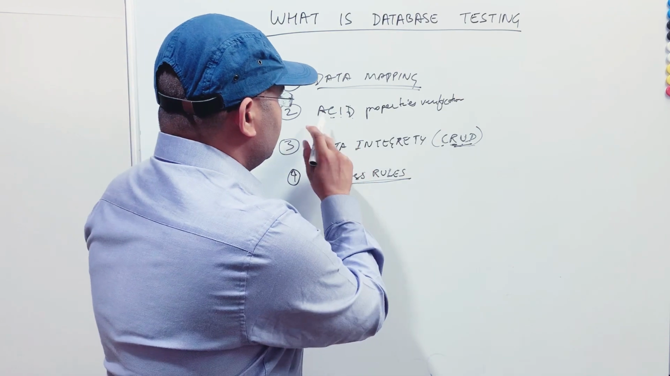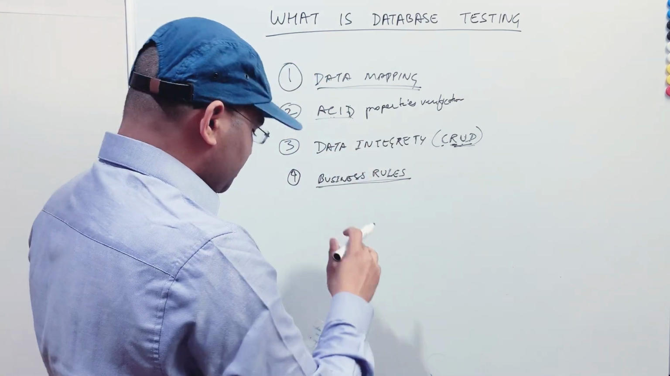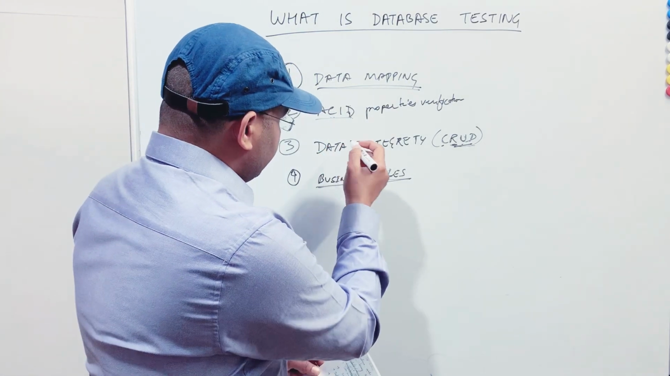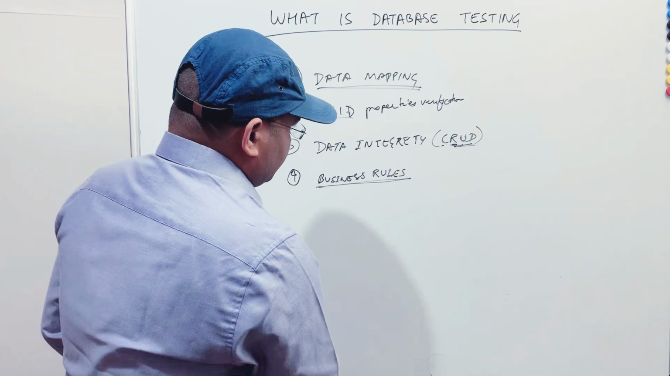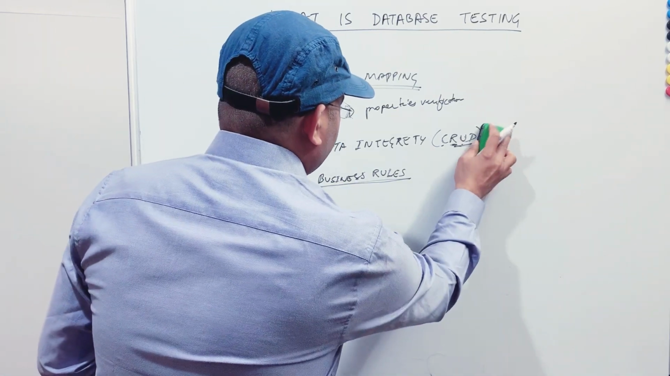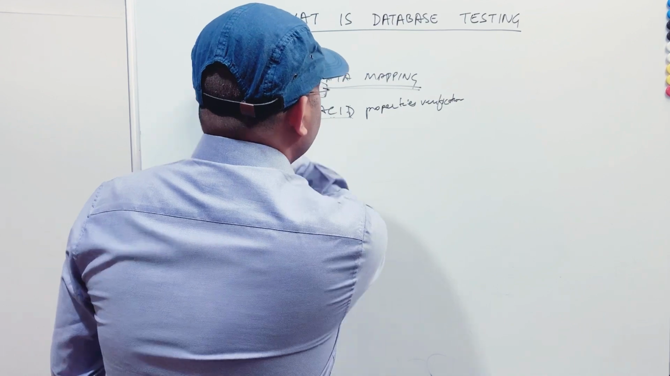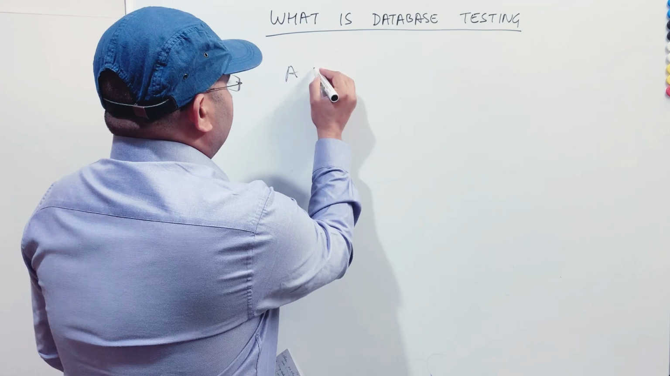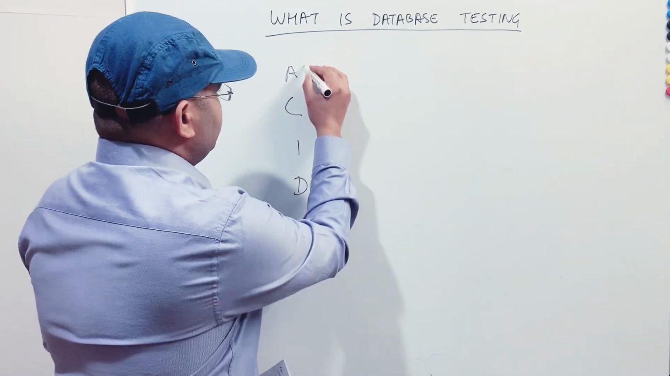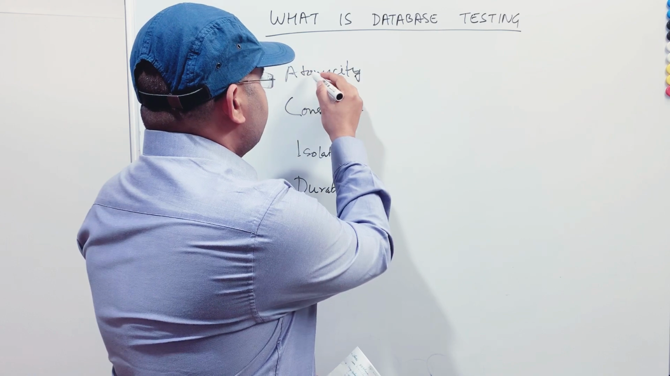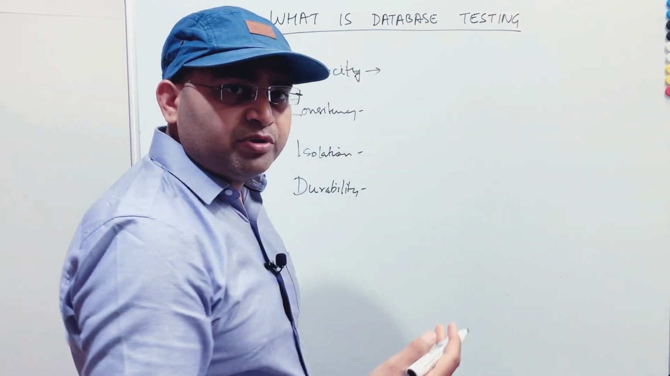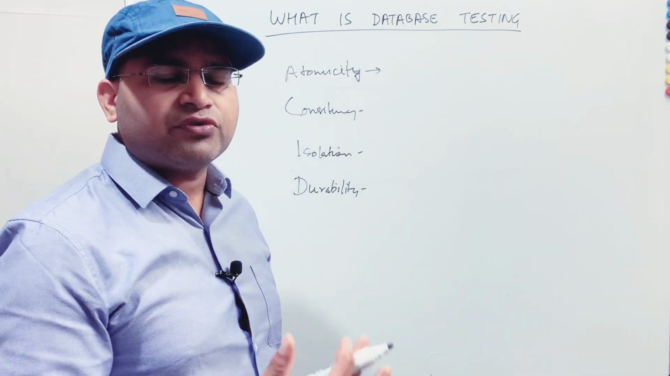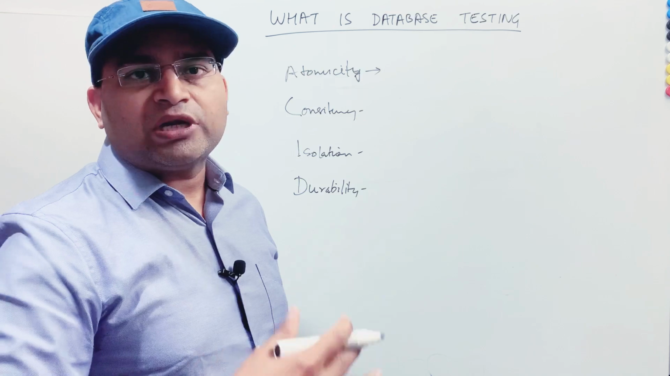Now we go to the ACID properties, which are atomicity, consistency, isolation, and durability, right? Let me explain these in detail because verification of these properties is very important as part of database testing. So now coming to the first point, atomicity. I'll take an example of a bank account transaction. Say, for example, you are transferring an amount from account A to account B, from one account to another.